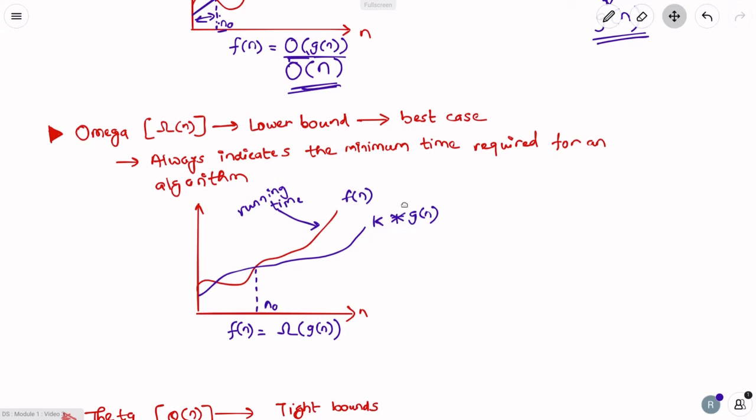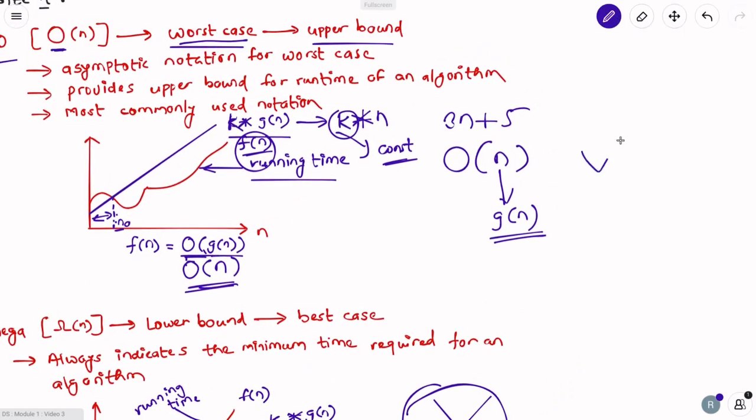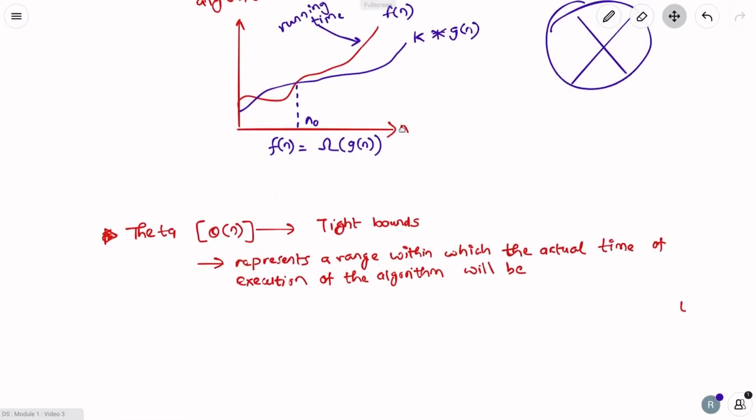And as I said, in case of asymptotic analysis, the best case is of no use for the programmer. So as a programmer, we are not going to worry about this omega notation. We should always worry about the big O notation. This is the mostly used notation for the programmer, or this is the best notation for the programmer. Let's go ahead and explore the next notation, that is the theta notation.